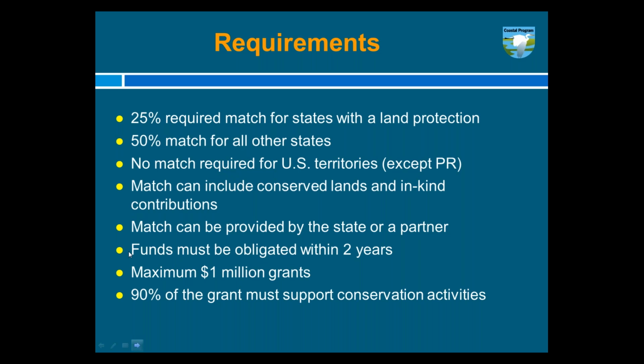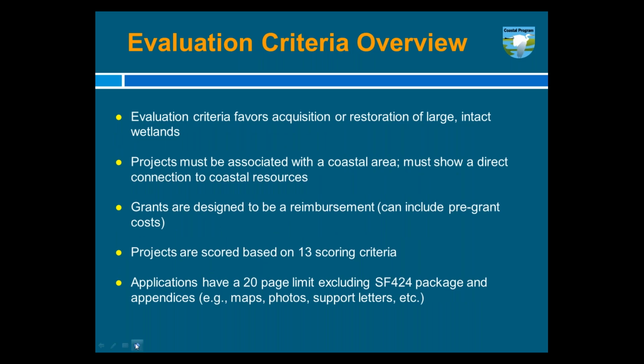So let me just change slides here. Okay, so this is the overview of the evaluation criteria. Evaluation favors acquisition or restoration, as I said. Projects must be associated with a coastal area and must show a direct connection to coastal resources. Projects are scored based on 13 scoring criteria, which I'm going to go to next. In terms of the application itself, those requirements are in the Notice of Federal Financial Opportunity that comes out annually. That includes the 424 package as well as other things, and there are some page limits for the main part of the application, but that doesn't include appendices.